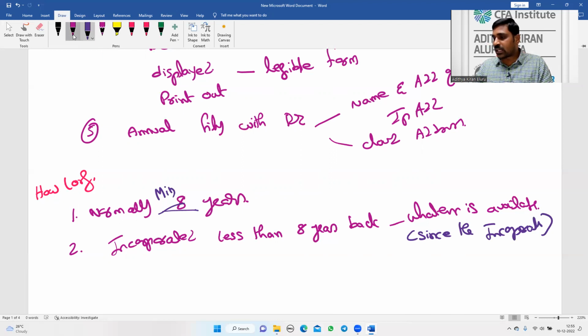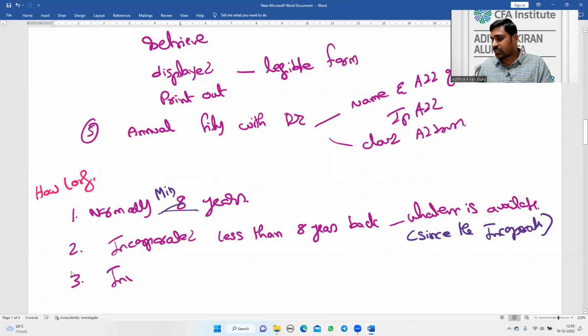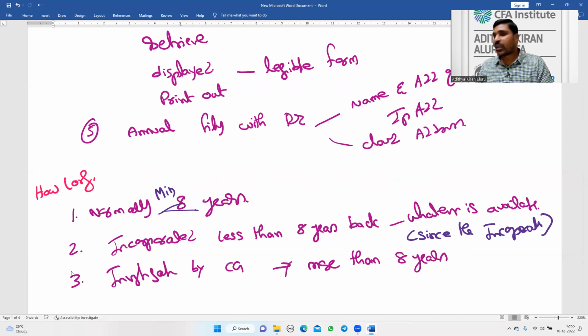If the central government has conducted an investigation, then I have to maintain books for more than 8 years. So this is how long I have to maintain the books of accounts.